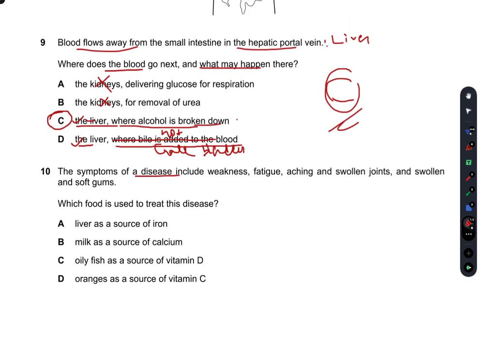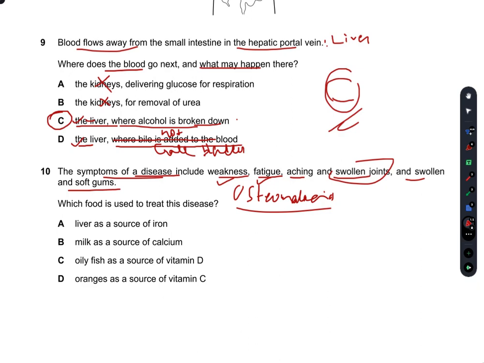The symptoms of a disease include weakness, fatigue, itching, swollen joints, and swollen and soft gums. Which food is used to treat this disease? So if we check this, this disease has the symptoms of weakness, fatigue, swollen joints, and swollen soft gums. So it is definitely osteomalacia. Osteomalacia. And why is osteomalacia caused? Because of the, no, it is not osteomalacia. So I think I have to check.